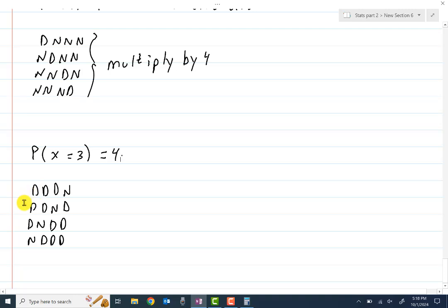The probability of getting a diamond is 0.25. The next one being a diamond is also 0.25. 0.25. So there's my 3 diamonds right there. And then for the last one being a non-diamond, we put 0.75.